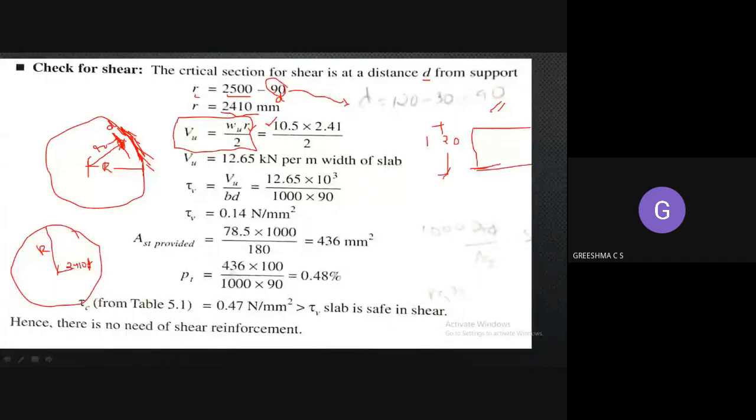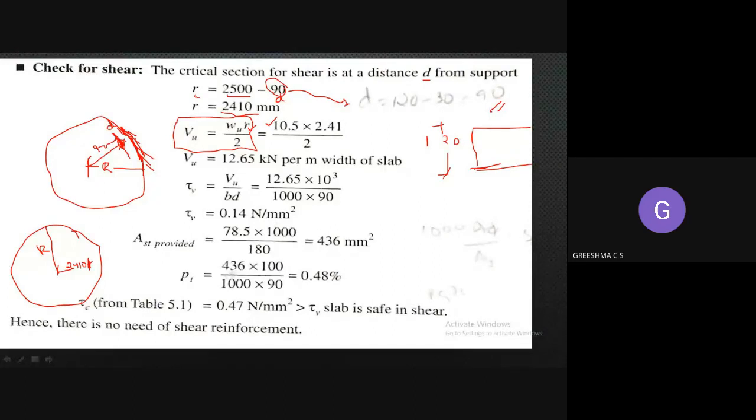So at this point, we have to calculate the shear stress. R we got as 2410, so don't get confused with that. How did you get R? At every critical section, we deduct the depth from the total radius. So R is equal to 2500 minus 90, that is 2410. You can substitute in this equation.